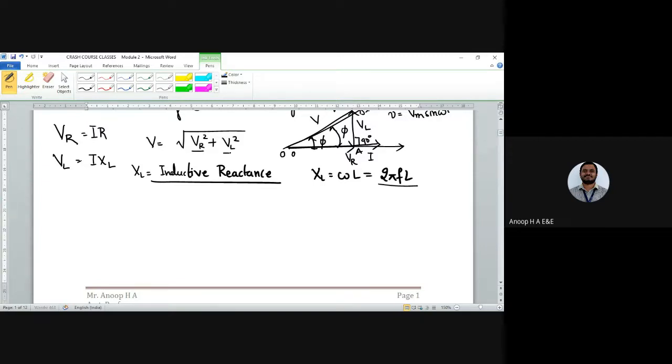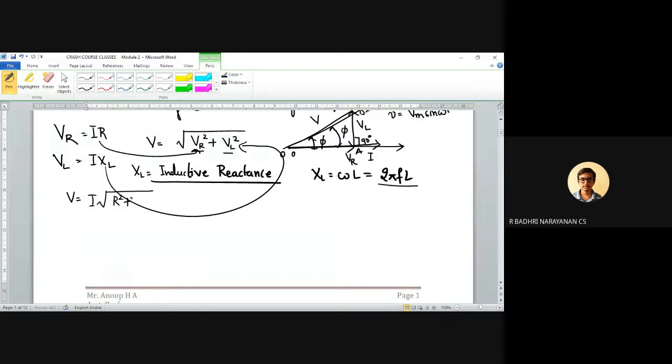So I got V is equal to root of VR squared plus VL squared. Can you let me know the next steps, and what is the resultant? How will I proceed with the steps? What should I substitute for VR? I should substitute I into R, so it is root of IR squared plus IXL squared. Yes, correct. So what is the resultant? I into root of R squared plus XL squared. Correct. So I got this.